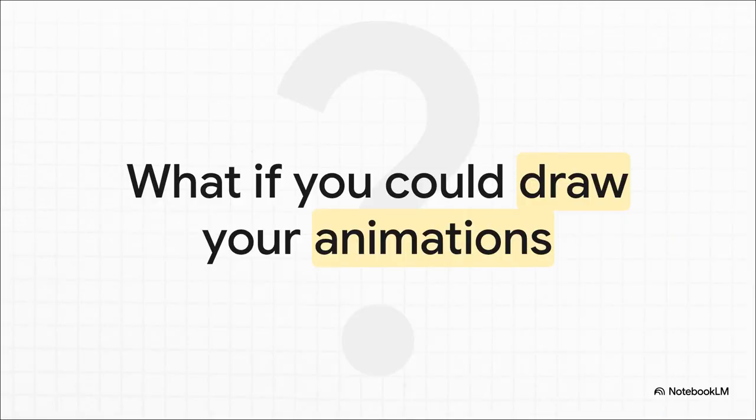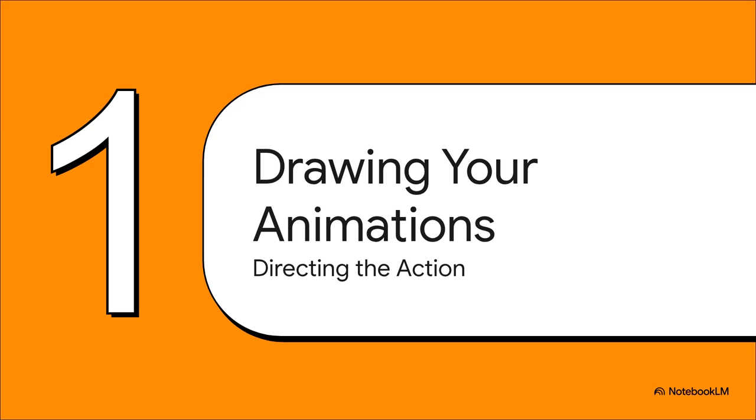No, seriously, just think about that for a second. What if instead of just typing a prompt, you could actually sketch out the exact motion you want to see? I know it sounds like something straight out of science fiction, but believe it or not, it is quickly becoming our reality. And that sci-fi idea is exactly what we're going to look at first. This is a whole new way to direct the action in your AI videos, and it gives us a level of precision that we haven't really had before.